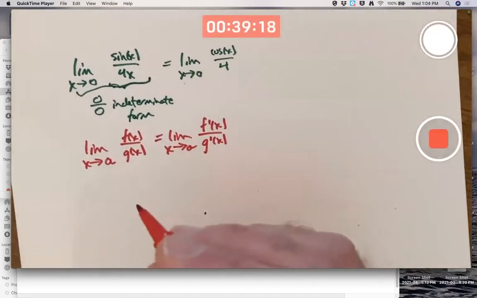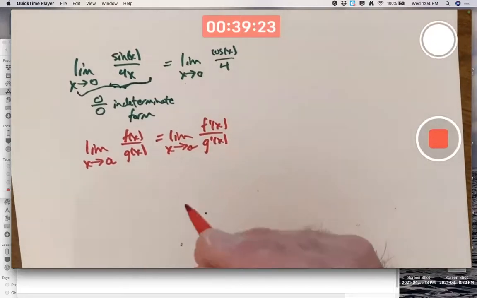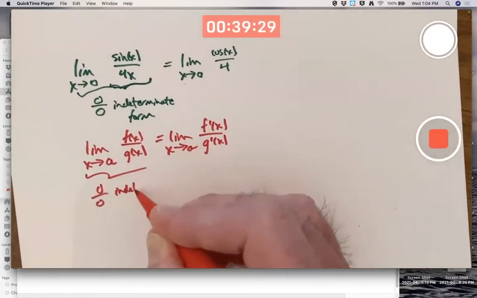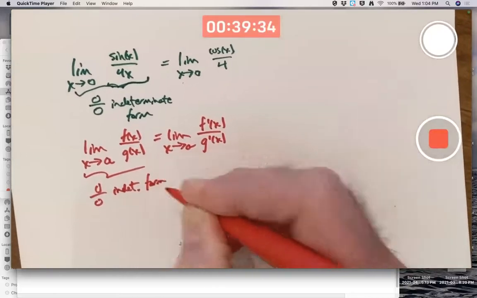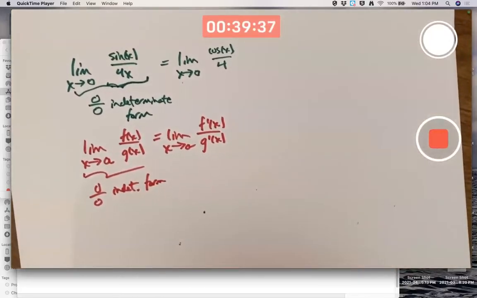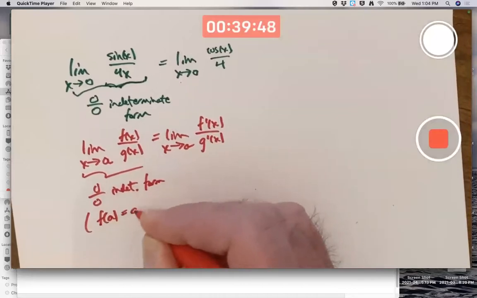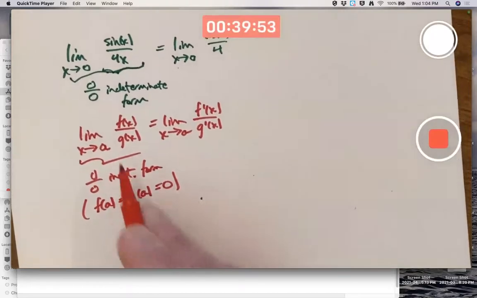Okay, but you can only do this when it's an indeterminate form, like a 0 over 0. If it's not an indeterminate form, L'Hopital's rule gives wrong answers if it's not an indeterminate form. So, second main lesson about L'Hopital's rule is do not use it if it's not an indeterminate form. That's what it would mean for this to be an indeterminate form. F of a and g of a would both be 0.